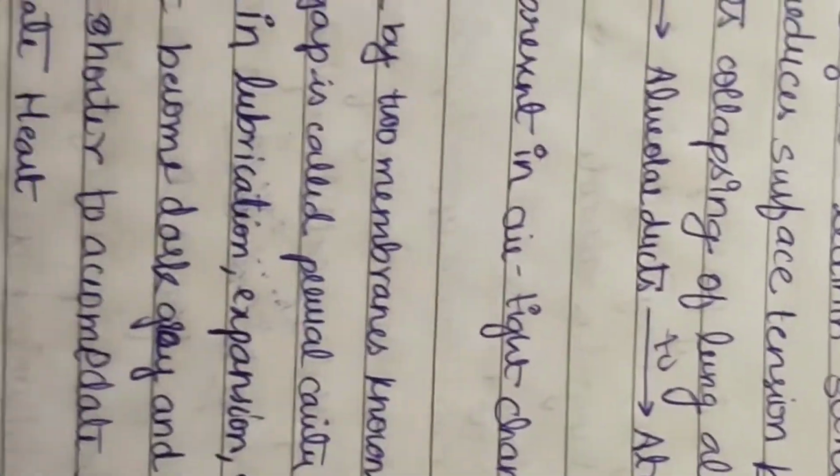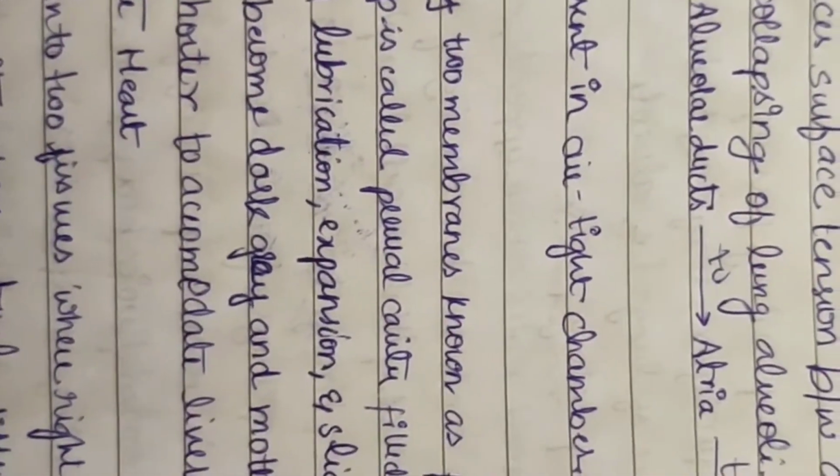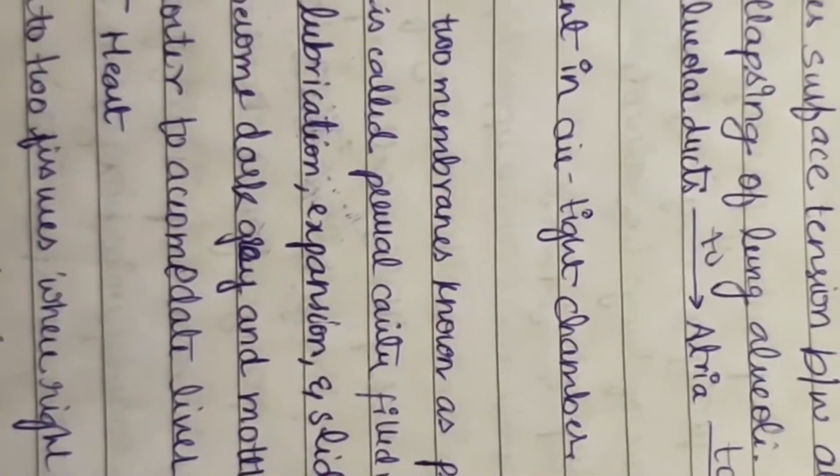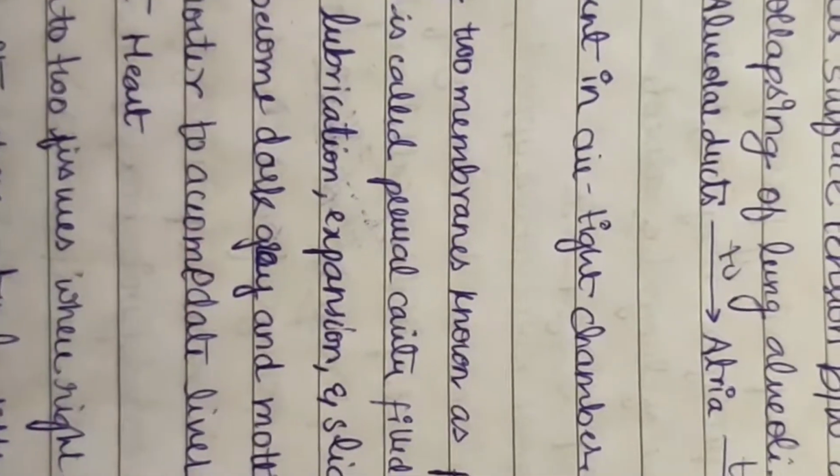Now lungs. They are a pair present in an airtight chamber known as thoracic cavity or chest cavity. Each lung is enclosed by two membranes known as pleural membranes.